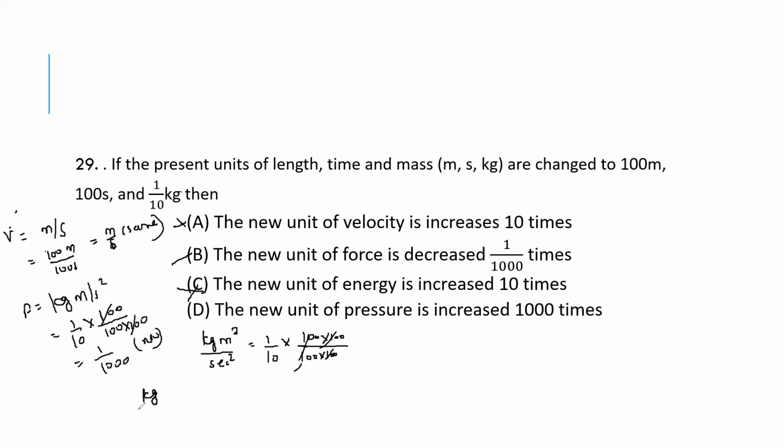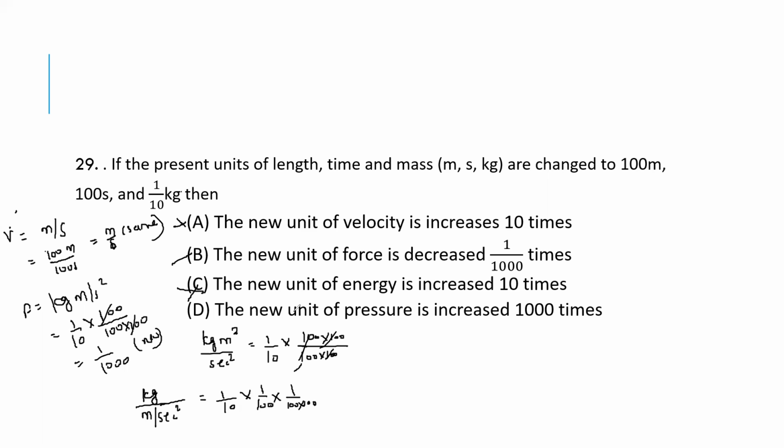Newton meter is written as kg per meter per second square. So now, in the new system, kg is 1 by 10, length is 1 by 100, and time is 1 divided by 100 into 100. If I simplify this, it becomes 100 into 100 into 100 into 10.